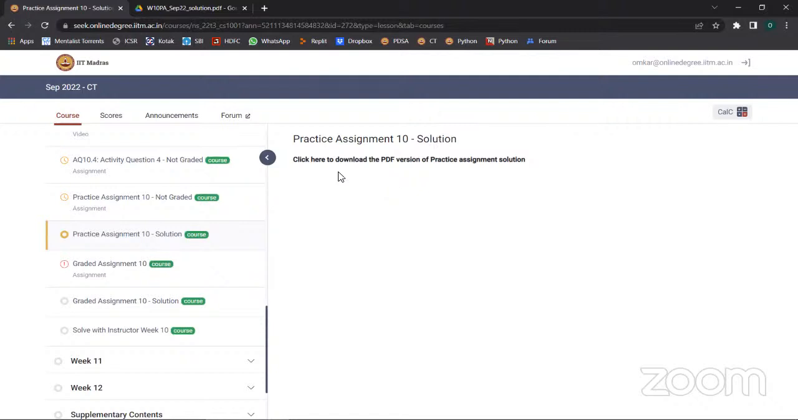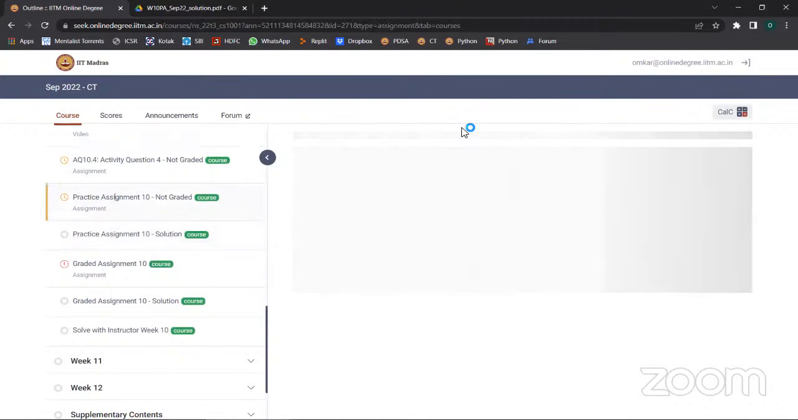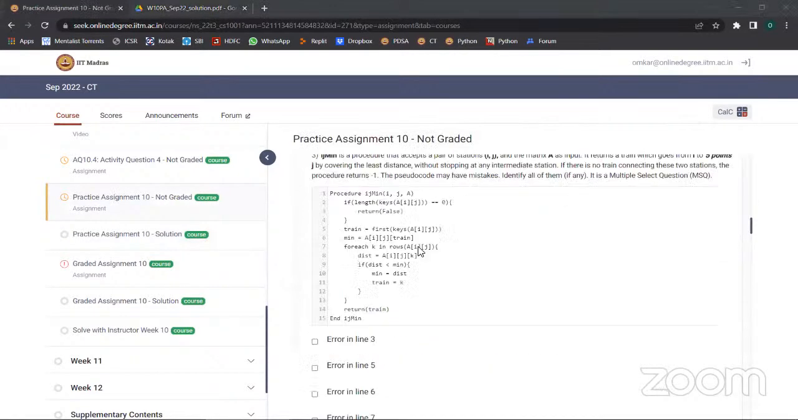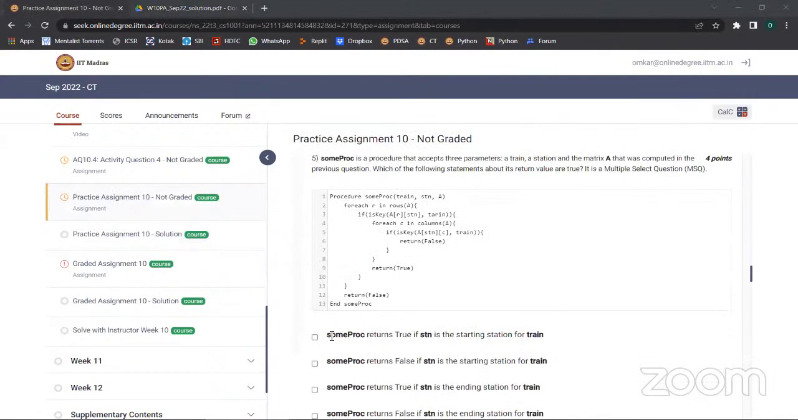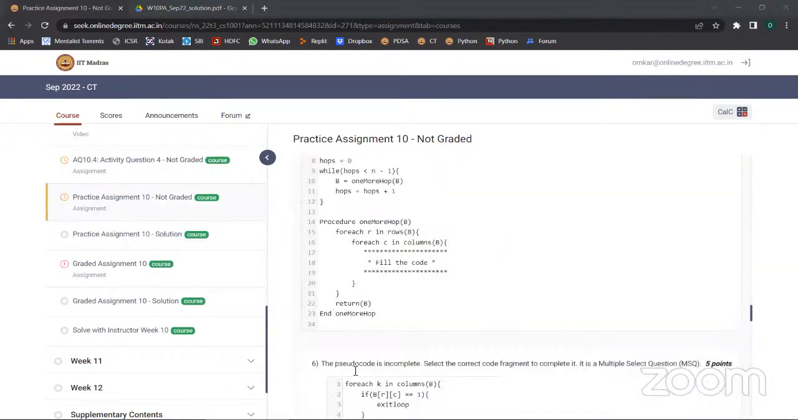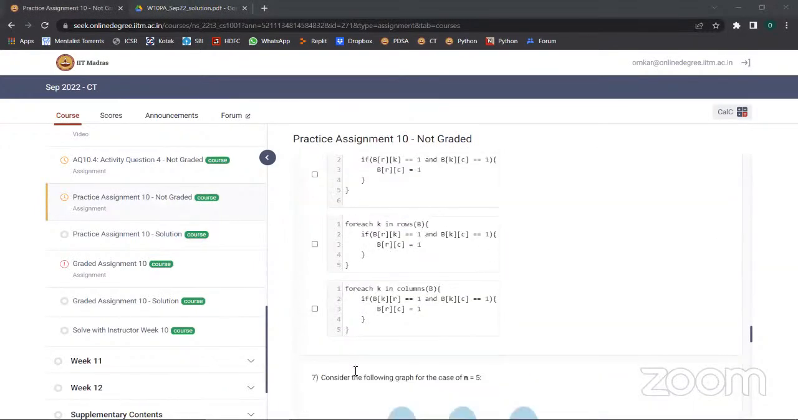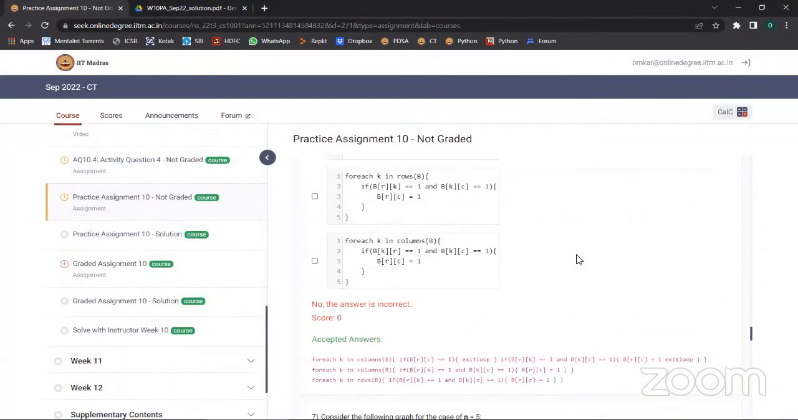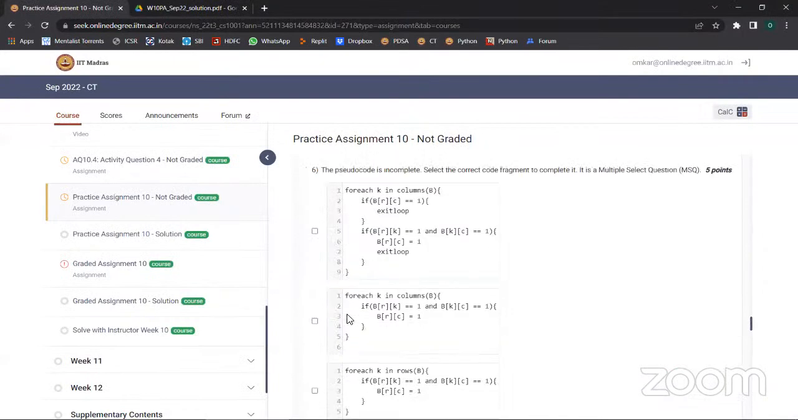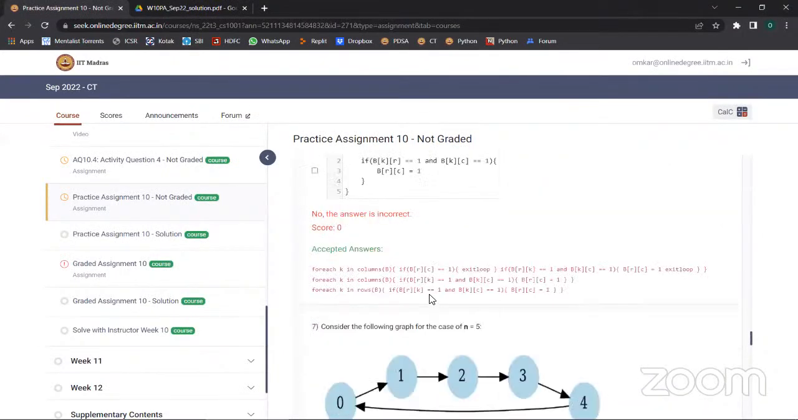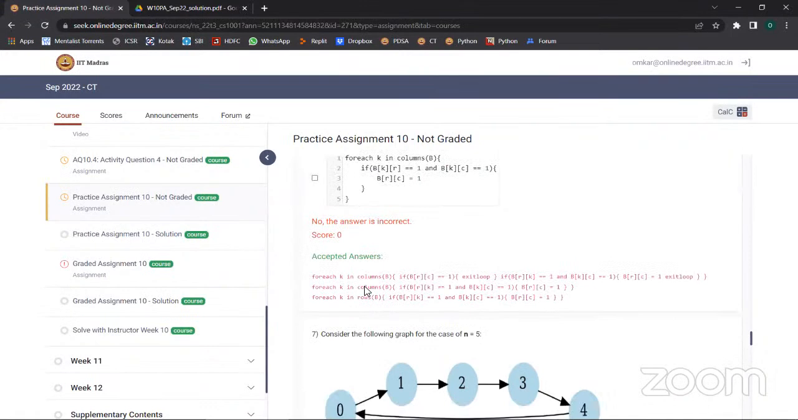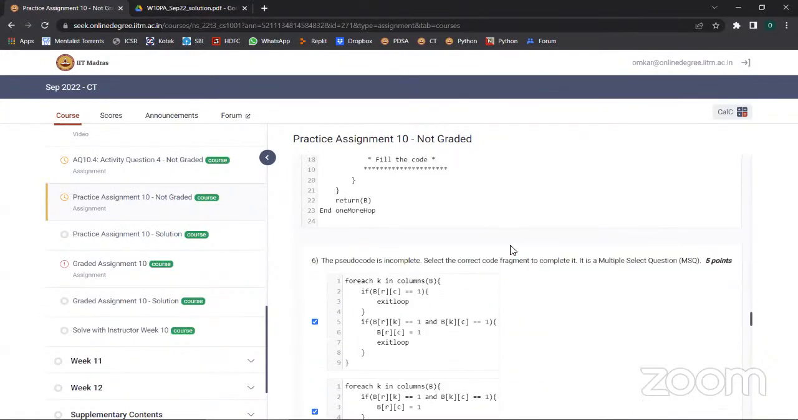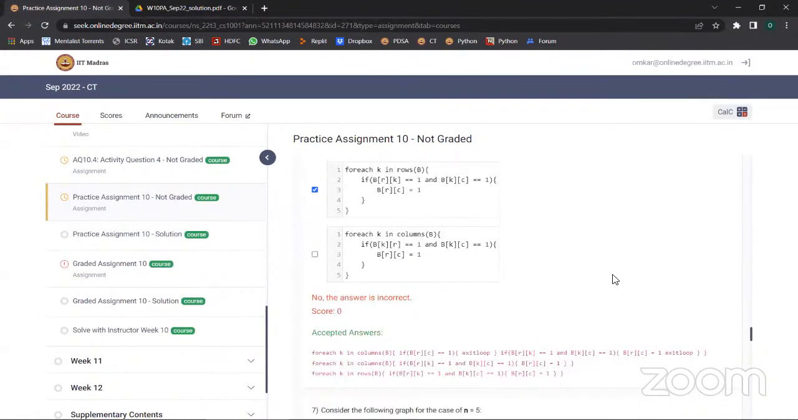Okay, anyways, Adnan, yes, go ahead. Sir, practice assignment, 6th question. Which practice assignment? Week 10. Okay, 6th question. That question will come. According to you, what's the answer for this question? Yes, Adnan, can you mention? According to the options, these are the 3 correct answers. The first 3 are correct, last one is wrong.